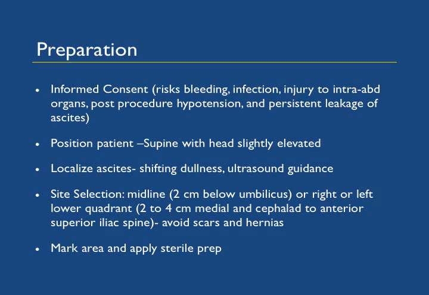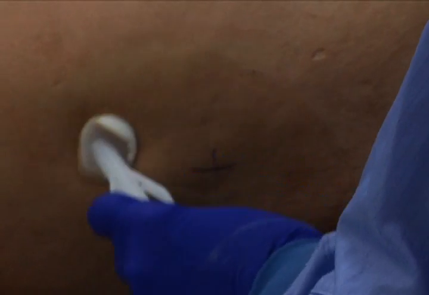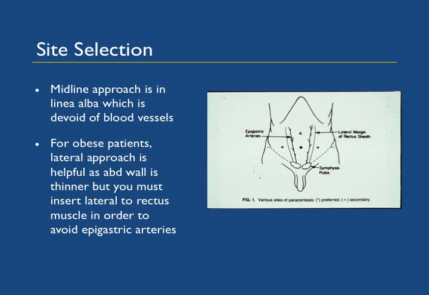The site for paracentesis include either midline, 2 centimeters below the umbilicus, or right or left lower quadrant, 2 to 4 centimeters medial and cephalad to the anterior superior iliac spine. You should take care to avoid scars and hernias when you choose your site. The area is then marked and sterilely prepped. Site selection is very important.